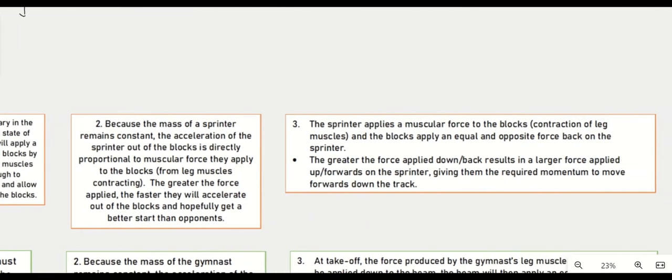And then the third law says the sprinter applies a muscular force to the blocks by contracting the leg muscles, and the blocks apply an equal and opposite force back on the sprinter. The more force she applies down and back gives her a greater upwards and forwards reaction force on the sprinter, giving her the momentum to move forwards and accelerate down that track.